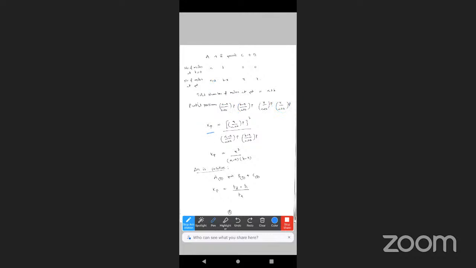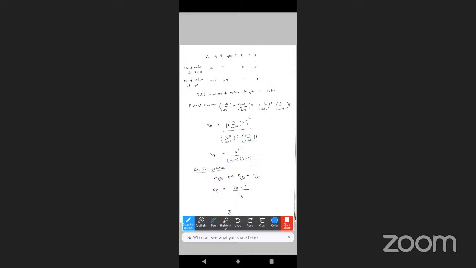Now what is Kp? Partial pressure of C into partial pressure of D. This into this one. So (X by (A plus B) into P) whole square, divided by the partial pressure of A, which is (A minus X) by (A plus B) into P, and (B minus X) by (A plus B) into P. So by simplifying, we'll get X square by (A minus X) into (B minus X). That is a general equation for calculating Kp when delta n equal to 0.